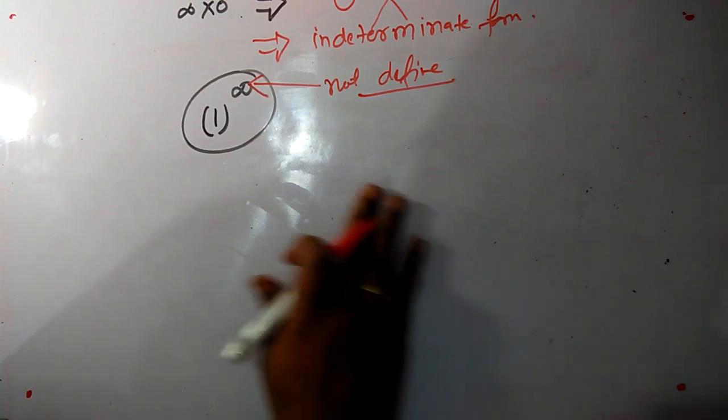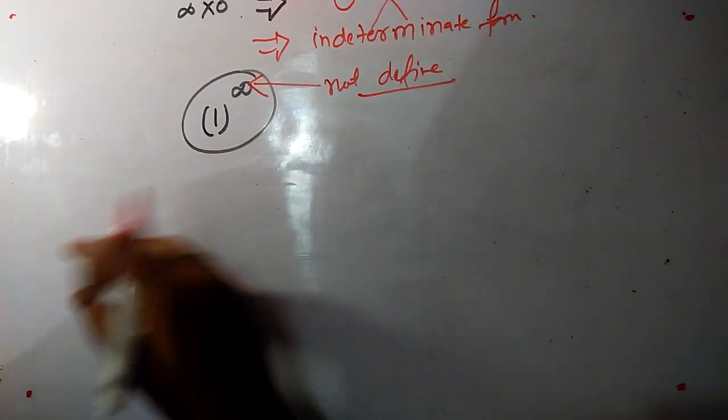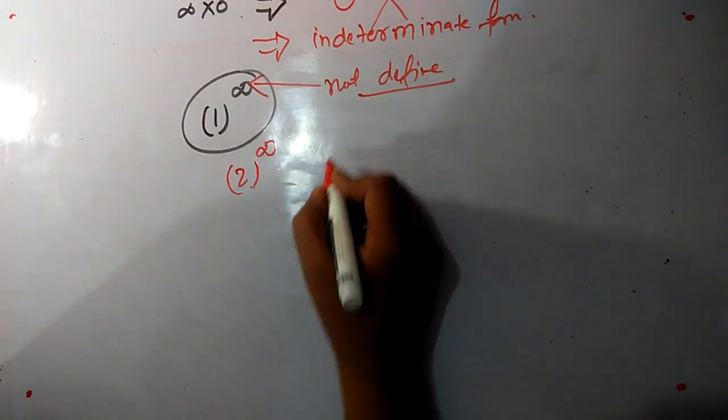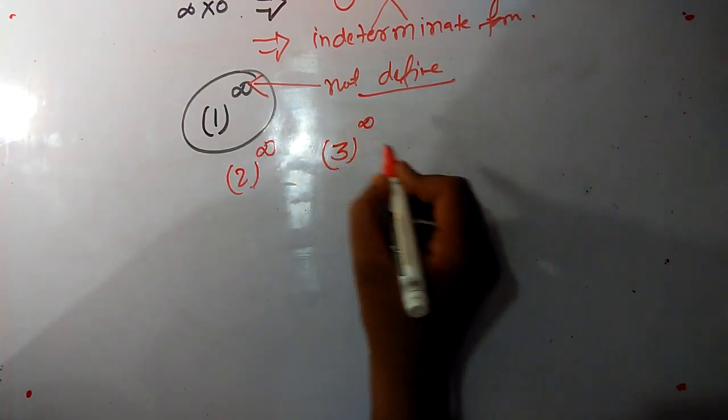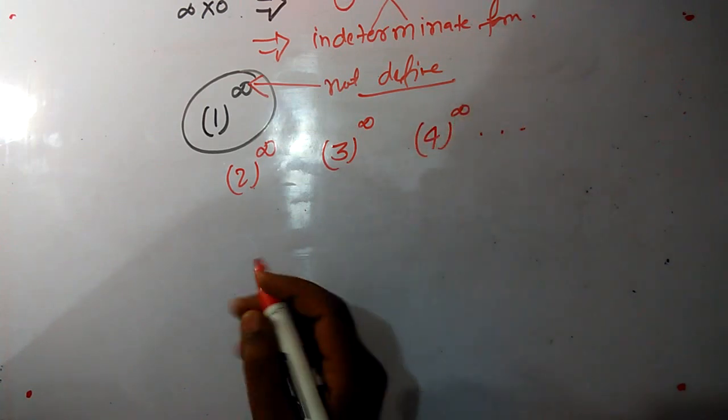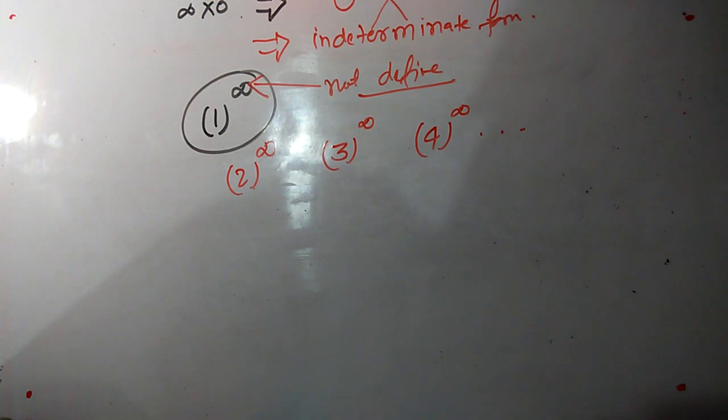Okay, but you should ask the next question, then why not 2 raised to power infinity is indeterminate form? Why not 3 raised to power infinity is indeterminate form? Why not 4 raised to power infinity, and so on? There should be a lot of indeterminate forms. But why only 1 raised to power infinity?